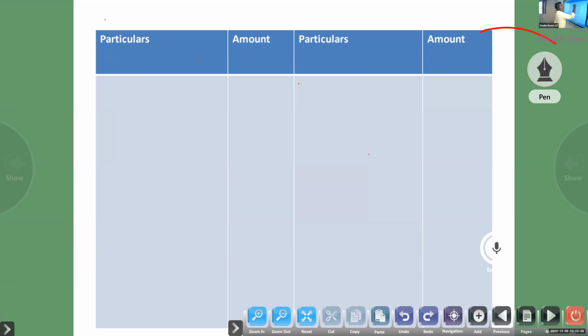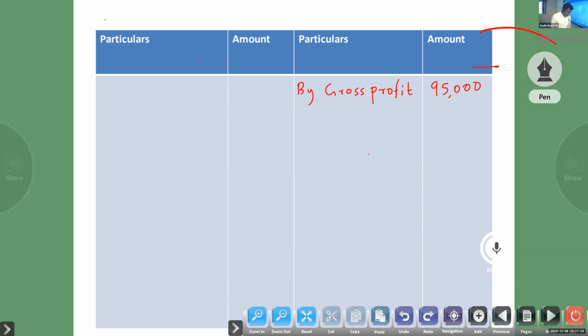By gross profit, so we know that. For preparing the trading profit and loss account, we have to look at the cash account. If it is on the payment side, we get expenses; from the income side, we get income, related to the profit and loss account. That only you have to write. So gross profit 95,000.